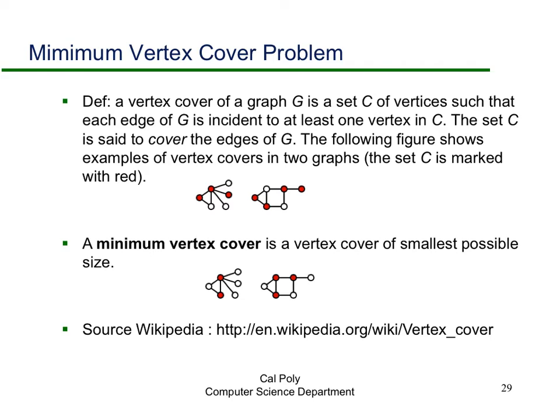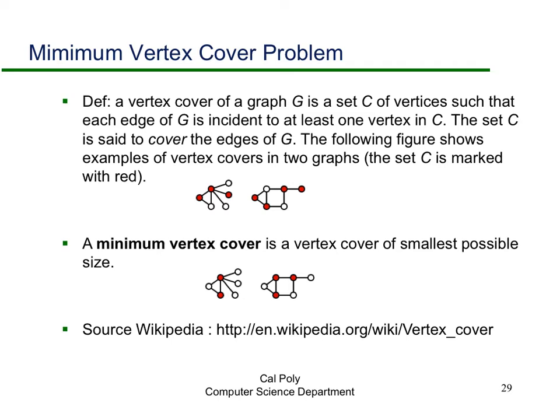The other problem we're going to talk about is the vertex cover problem. So what's a vertex cover? A vertex cover is, in some sense, and you'll see exactly what I mean by that in a second, sort of the opposite of independent set. A minimum vertex cover is a set of vertices so that every edge is covered.